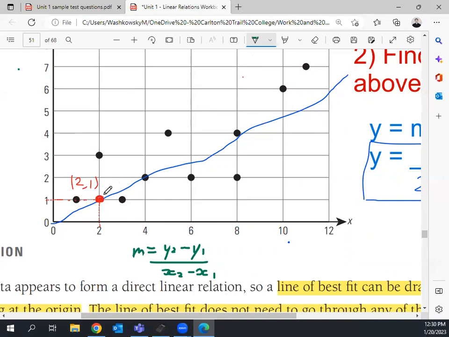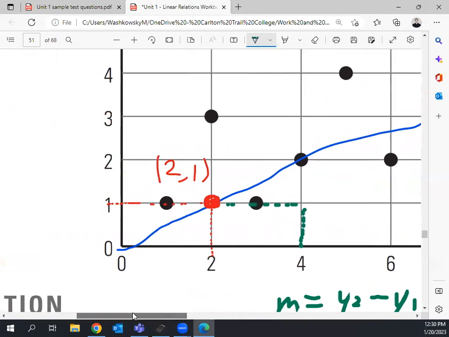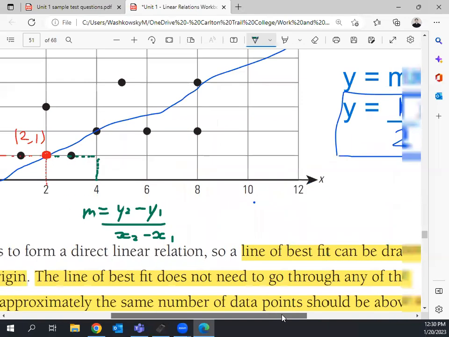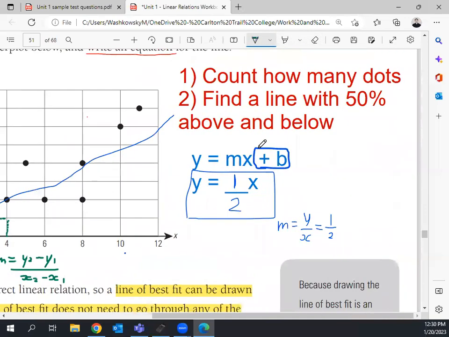I can just go to my line and find a point on it. By a point, I mean these things here. I'm looking for an intersection between the two of them. I found one right here, this red dot. It was (2, 1). It rose 1. Remember, rise over run. It rose 1 for every 2 that it ran. So my slope here would be 1 over 2. So if my y-intercept is 0 and my slope is a half, this is my equation. y equals 1 over 2x.